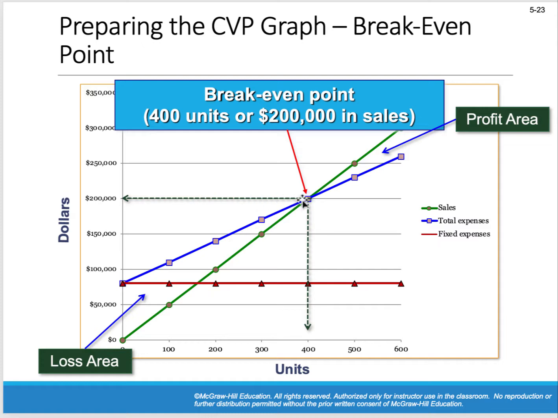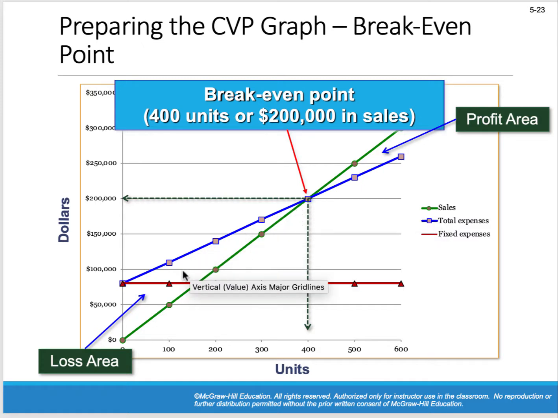$200,000. Now, the profit or loss at any given sales level is measured by the vertical distance between total revenue and total expenses. What in the world does that mean? Well, we compare our two lines, our total expense line and our sales line. Notice down here we have a loss area, right? So from 0 up to 400 units, we have a loss area.